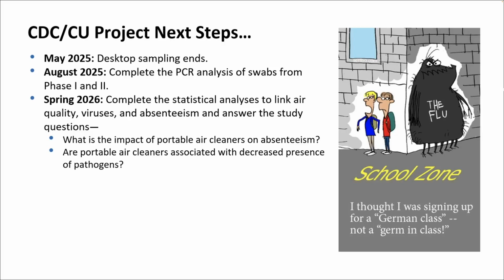So the desktop sampling project ends May 2nd, and then by August, all swabs from phase 1 and 2 will be analyzed. So far, about 7,000 swabs have been analyzed, and about 4% of them have been positive. Then starts 6 months of data validation and review to answer the study question of what is the impact of air purifiers on absenteeism and on germs. Next slide.